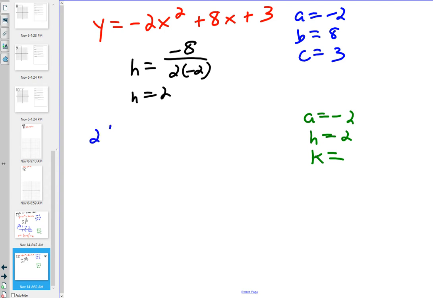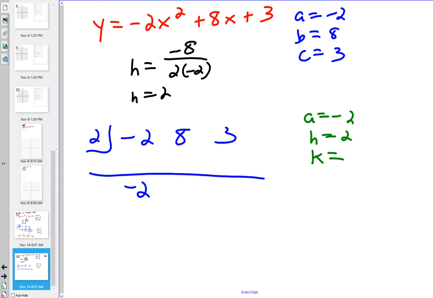So I'm going to plug in a 2, and my A, B, and C were -2, 8, and 3. Drop the -2. Then multiply with this 2 to get back up, which is -4. Add, which is 4. Multiply, which is 8. What's 8 and 3? 11. That last 11 is going to be K.